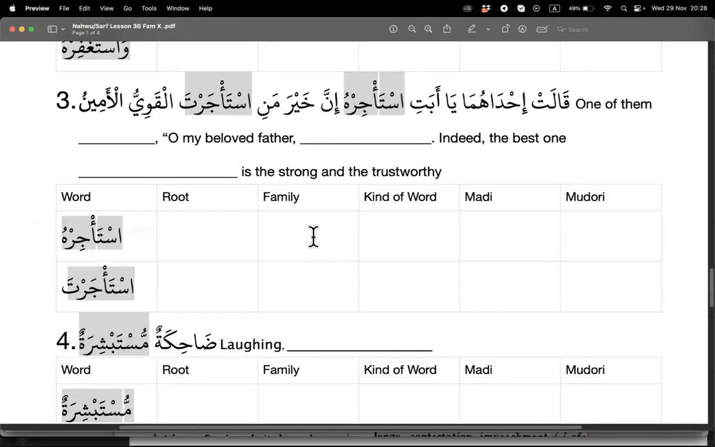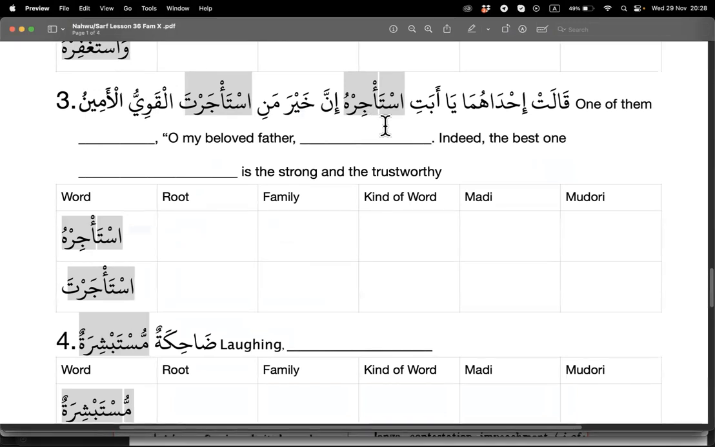So, translation. Qalat, they said, Ihdahuma, one of the two ladies, said: Ya abati, oh my father, my father.